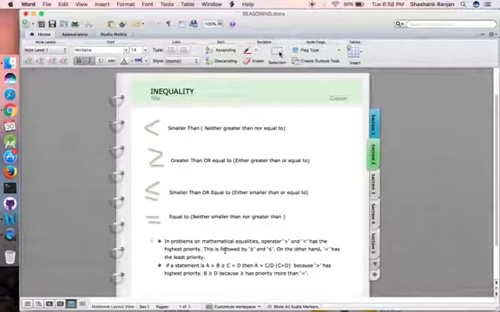We can understand this through an example. If it is given that A is greater than B, B is greater than or equal to C, and C is equal to D, then we can say that C is equal to D, so C and D have the same value. So we can say that A is greater than C, and A is also greater than D.